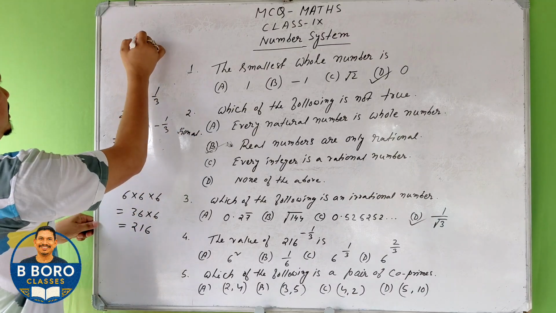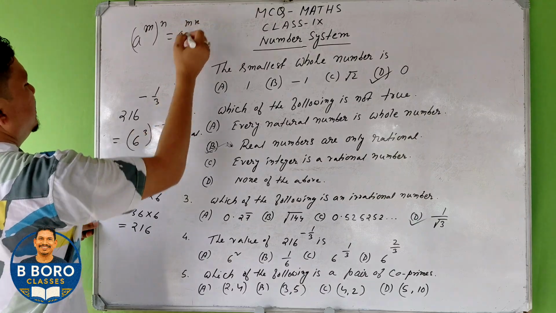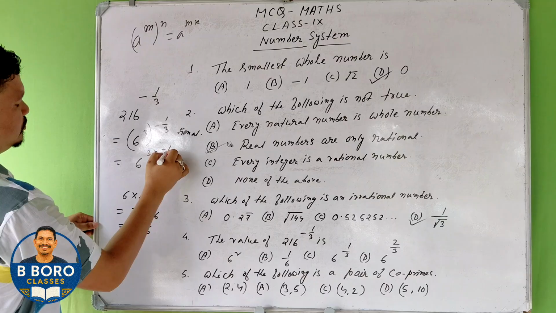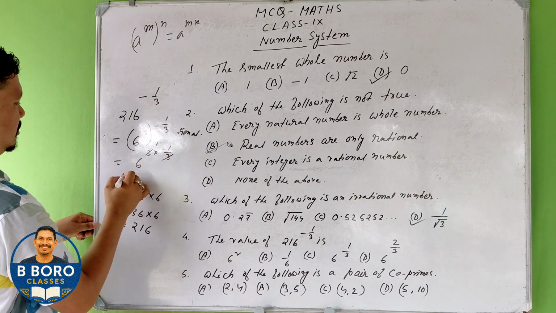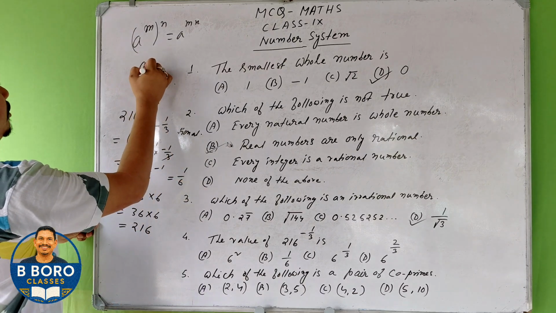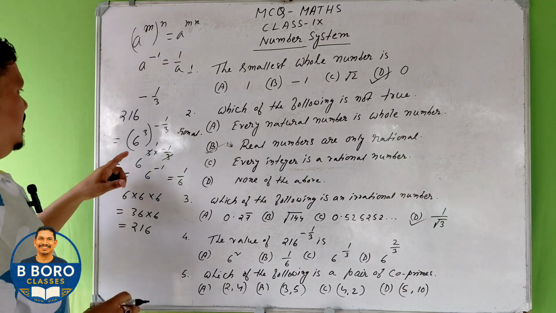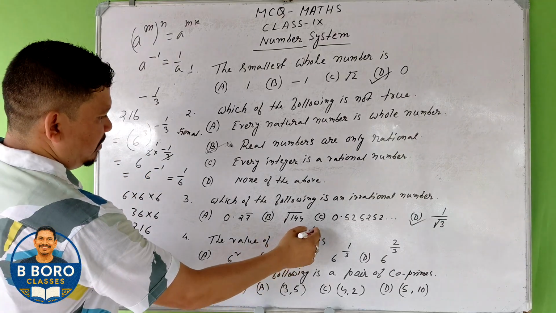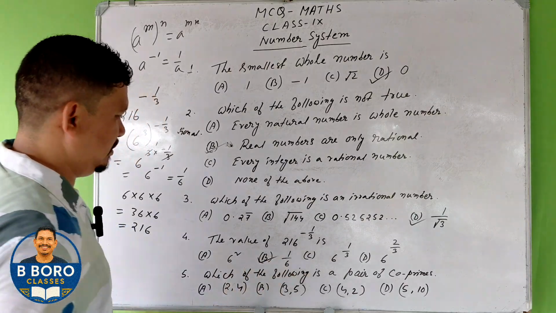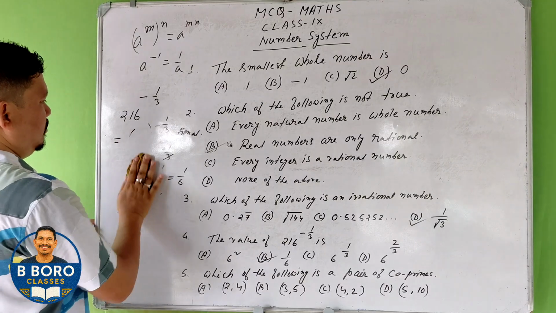By the law of exponents, a to the power m whole to the power n can be written as a to the power mn. So 6 to the power 3 into -1 by 3. The 3s cancel out, so 6 to the power -1 is left. This equals 1 by 6, according to the law of exponents, a to the power -1 means 1 by a. So 216 whole to the power -1 by 3 has the value 1 by 6. So the correct option is option B, 1 by 6. Similarly, proceed to question number 5. So what is question number 5?